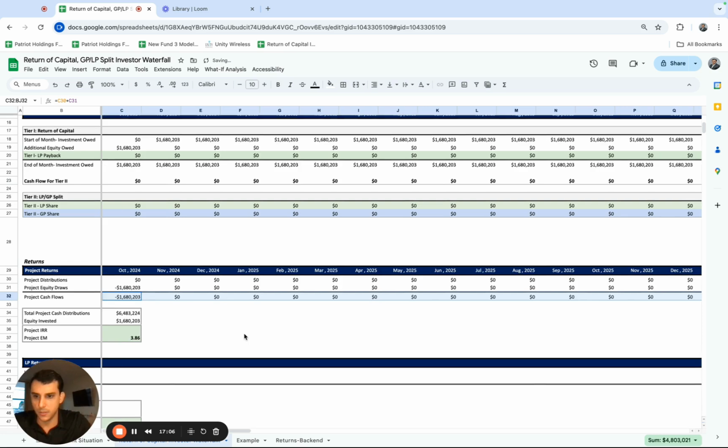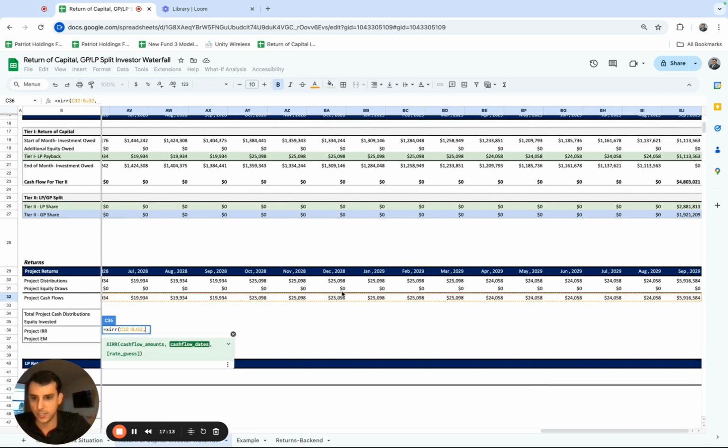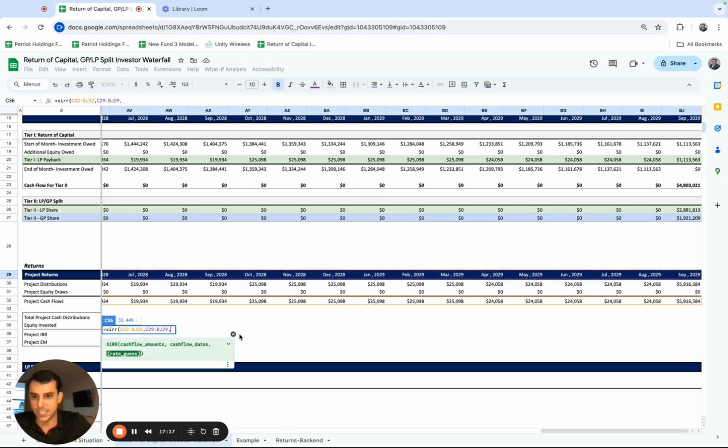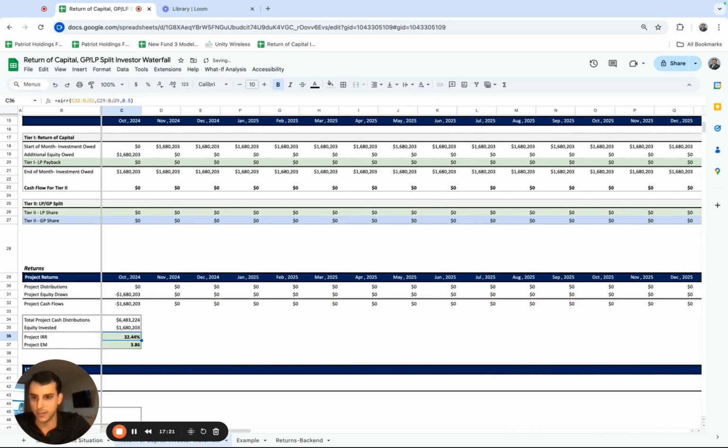Got the total. So let's do this. XIRR. Cash flow amounts, we got this. Cash flow dates, the most important thing. And then it says guess. I don't know why it says guess. You can plug in any random number. I'll plug in 5%.